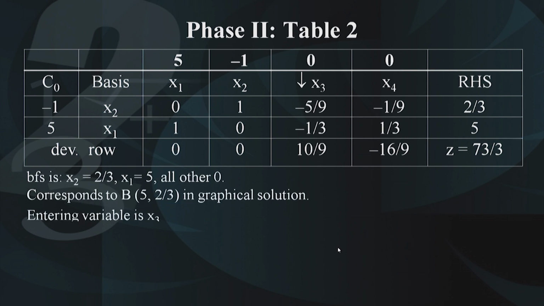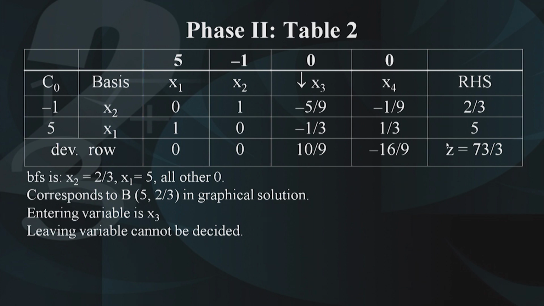We have to see which variable should be the entering variable. So, the entering variable is nothing but the variable x3, because the entry corresponding to the x3 variable in the deviation row is positive only for the x3 variable. Also, the leaving variable has to be decided, but what do you find? You find that all the entries in the pivot column, that is under x3, are negative.